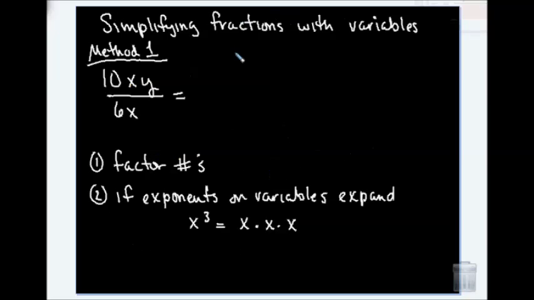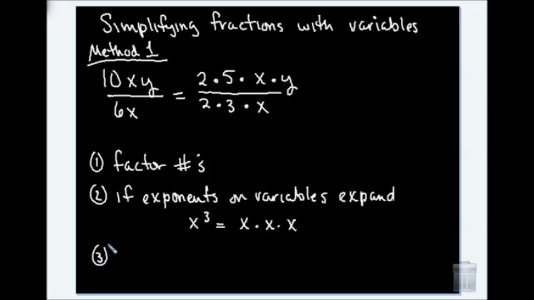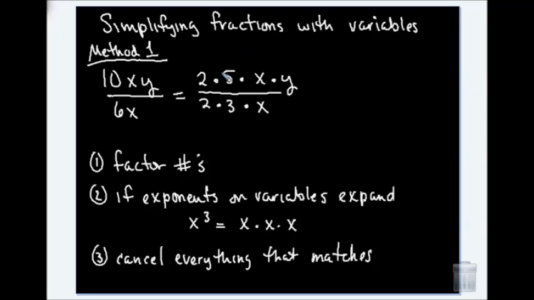Method. So 10 is 2 times 5 times x times y. And 6 is 2 times 3 and then times x. And then you cancel everything that matches. Okay. The 2's match and the x's match. I have left 5y and 3.